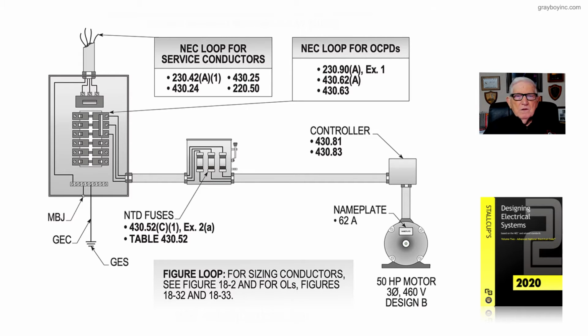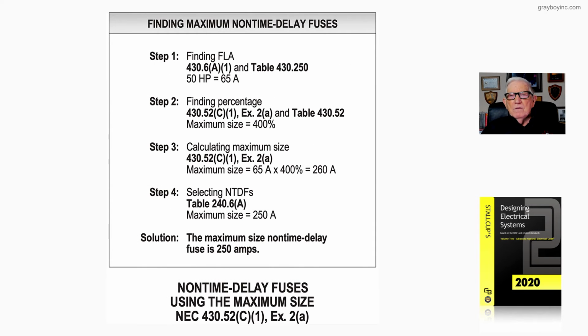Now, we're going to size maximum time delay fuses, because the round up and round down sizes of 430.52C1 and exception 1 would not allow the motor to start and accelerate the load without nuisance tripping at different periods of time. So in step 1, we're still in 430.6A1, referred to table 430.250.